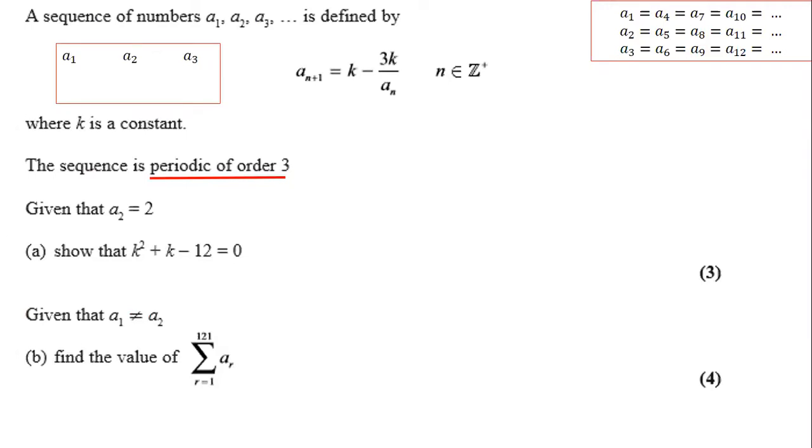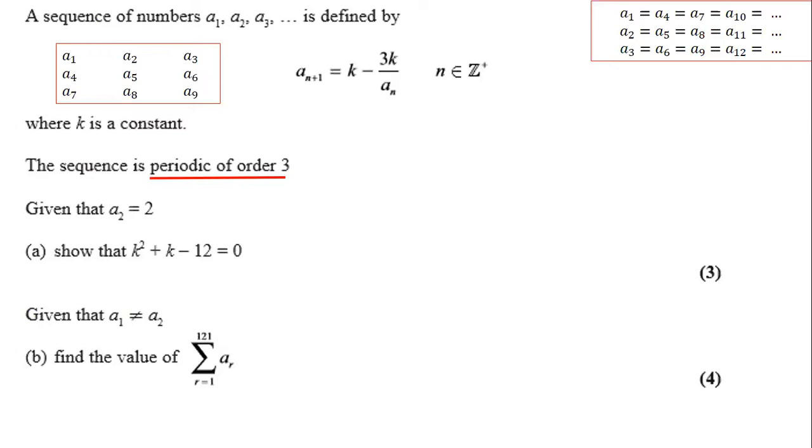So the first 3 terms, they're all different terms. But then after that, all the other terms copy them. So they fall into the same column like that. So that first column is all the same number, the second column is all the same number, the third column is all the same number.